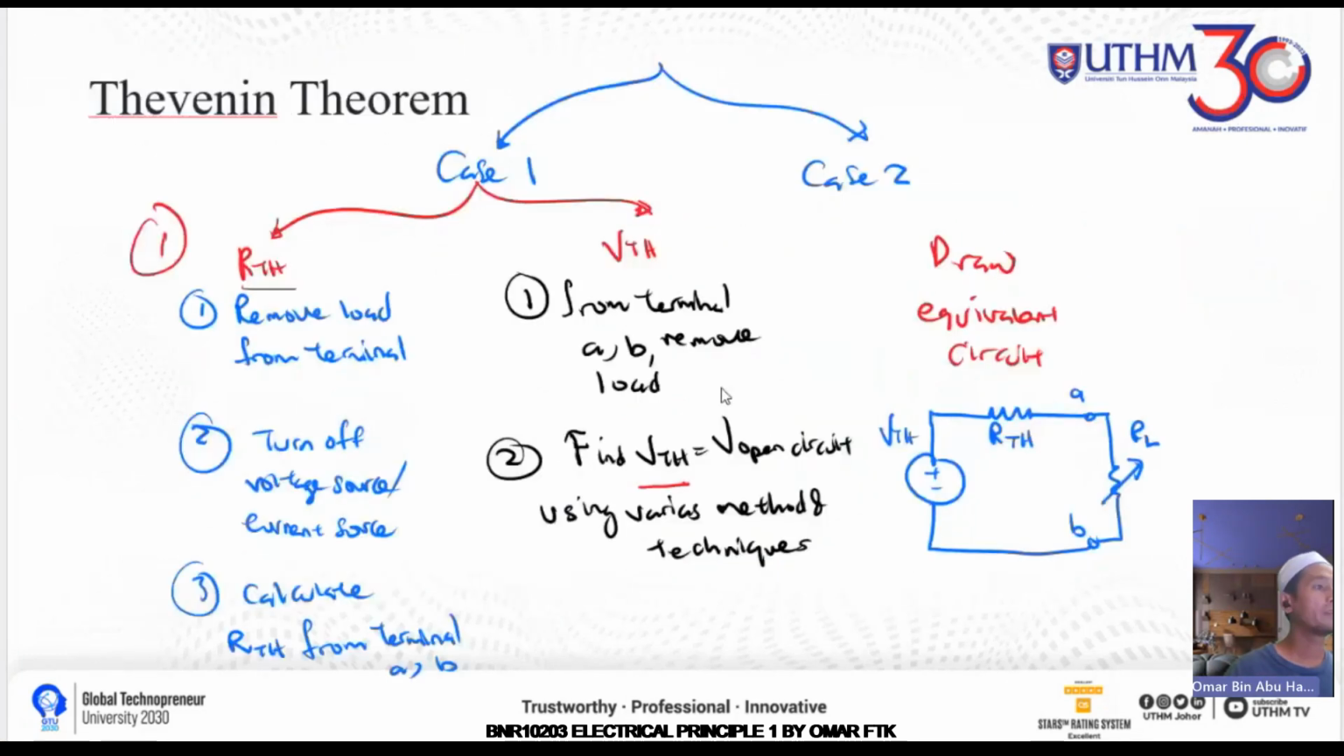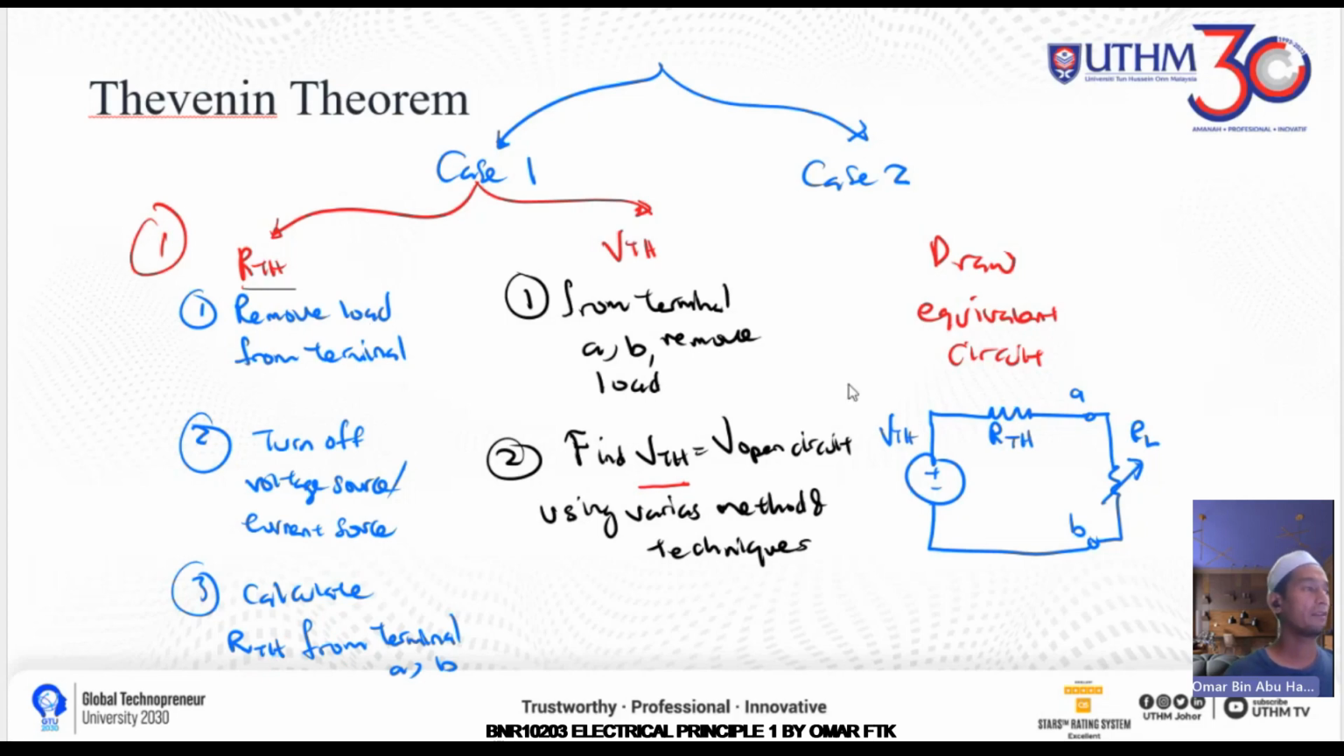Okay, so if you look into the method, first you have to determine the RTH. Let's determine the RTH. The method to determine the RTH is first you have to remove the load from the terminal. Please remember, remove the load from the terminal, and then the second one you have to turn off the voltage source or current source, and then calculate the RTH from the terminal AB.